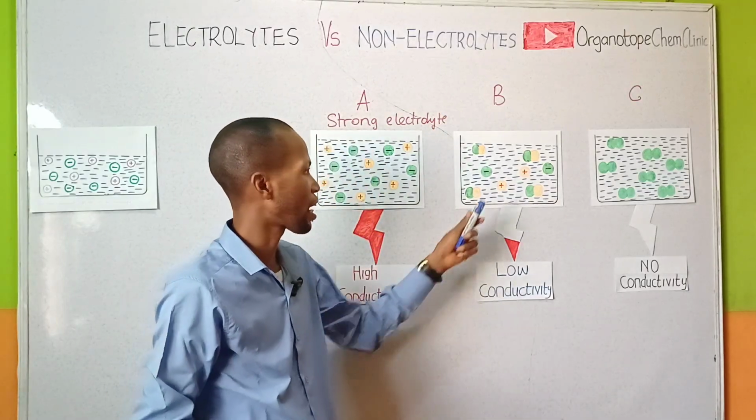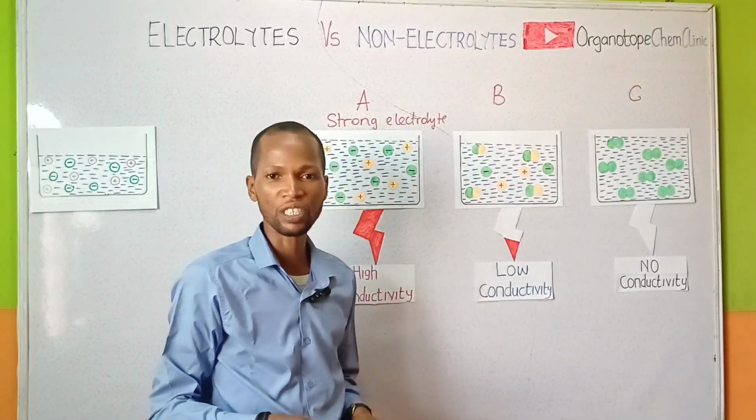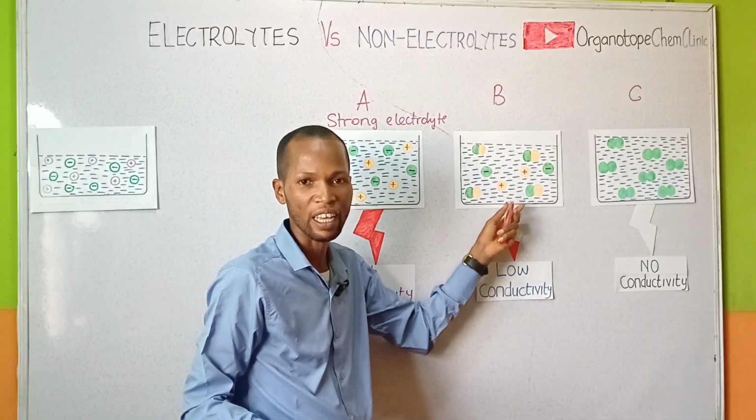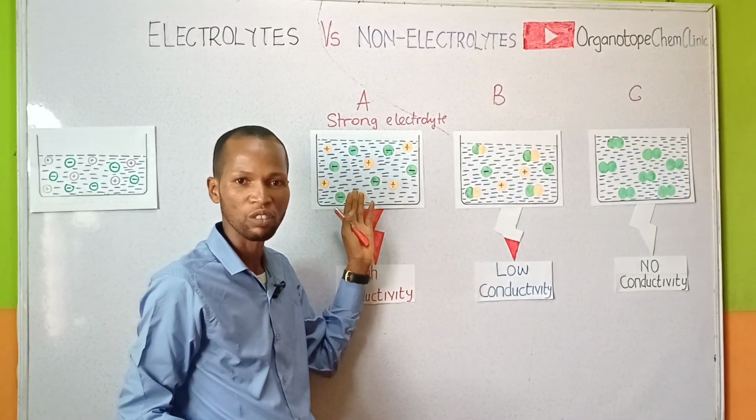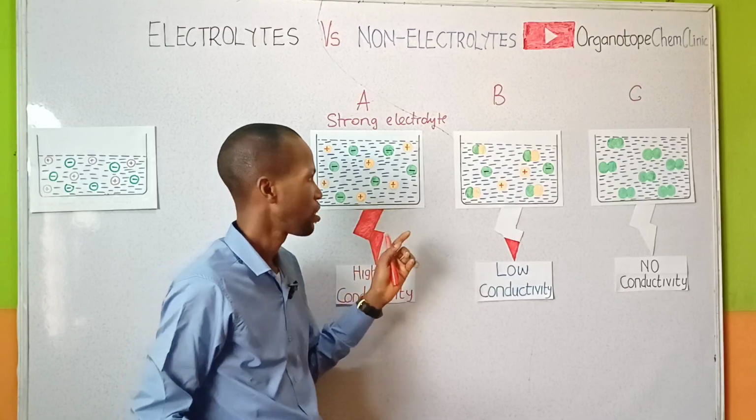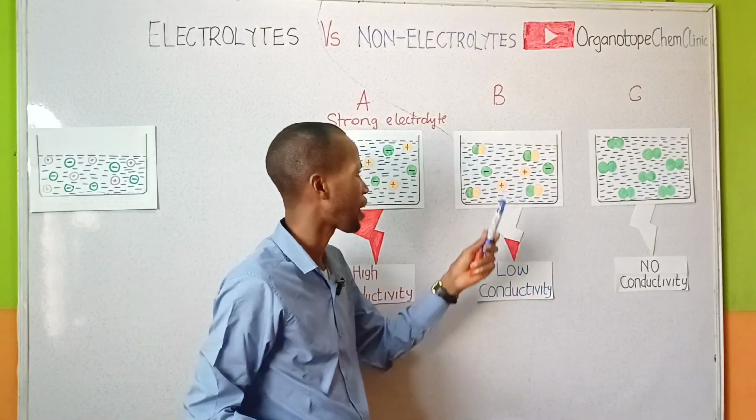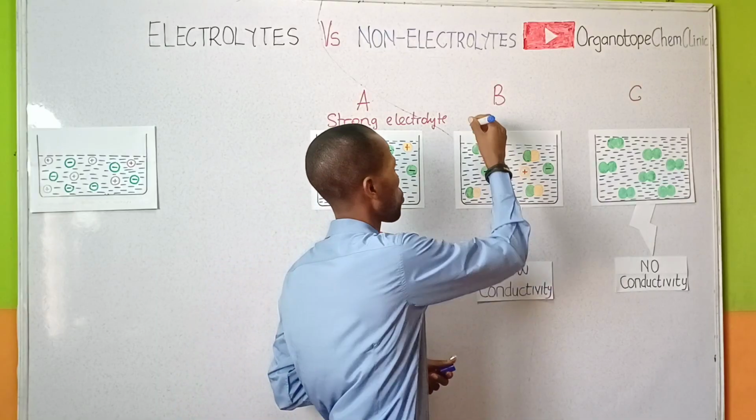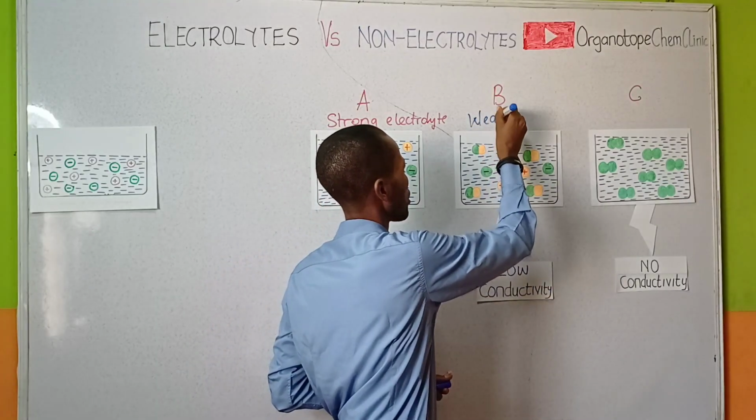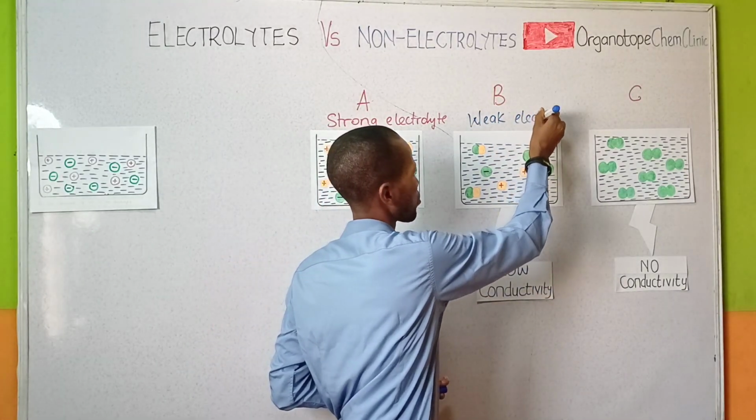Also, if we consider the degree of dissociation of the ions right here, it is lower compared to what we have in solution A, right? Therefore, we can equally say that this solution right here is a weak electrolyte. So we have weak electrolytes.